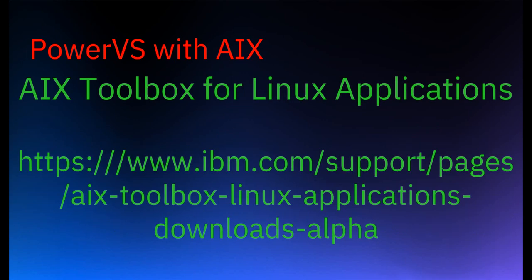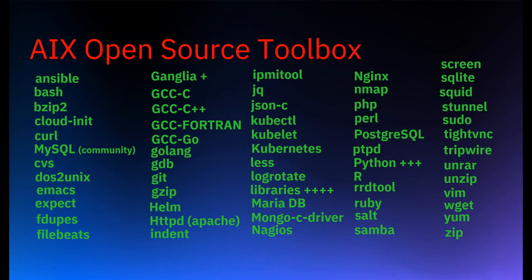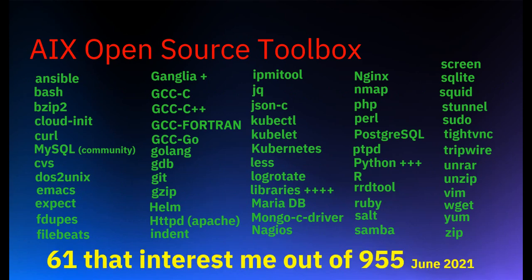So where do you actually go? IBM.com support pages. Oh, that actually makes sense. Okay: AIX Toolbox Linux Applications Downloads Alpha, with minus signs in between each of the words. Or you can just go to your regular internet search engine and see what you can find. So I went through the 950 ones and picked out the ones that look interesting for me. And even that's quite a lot, isn't it? 61 of them, June 2021.